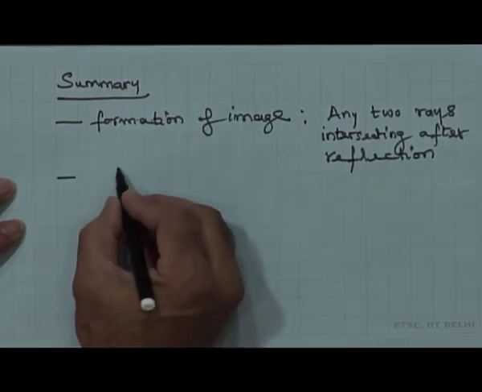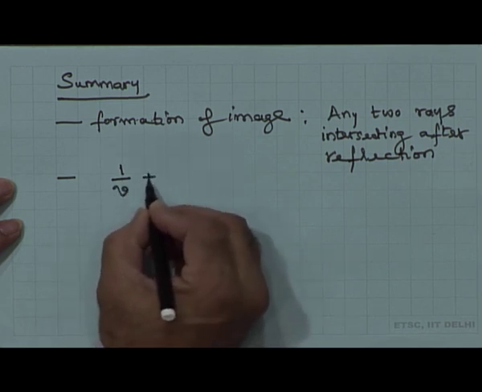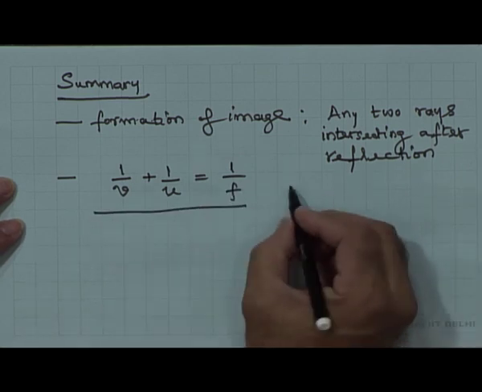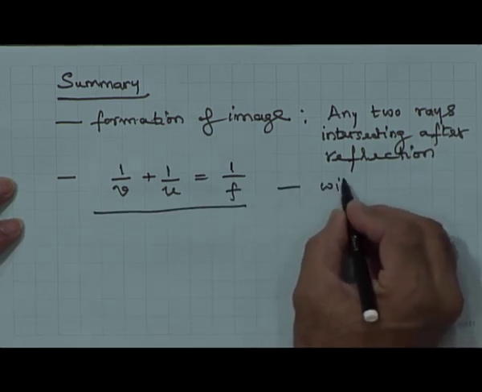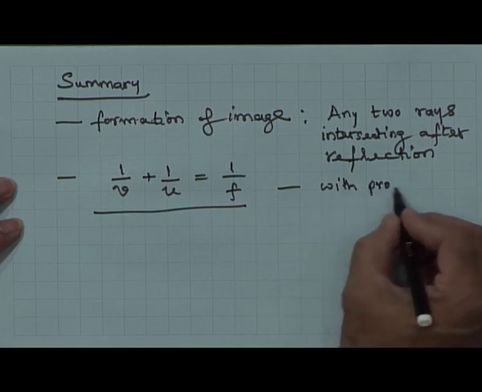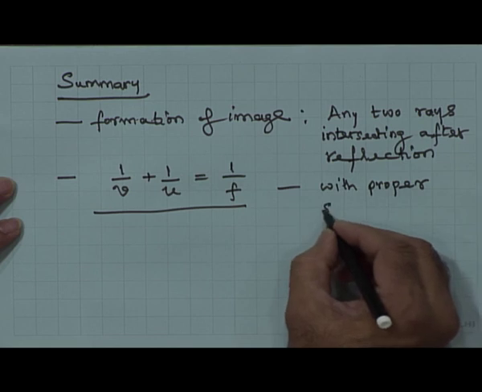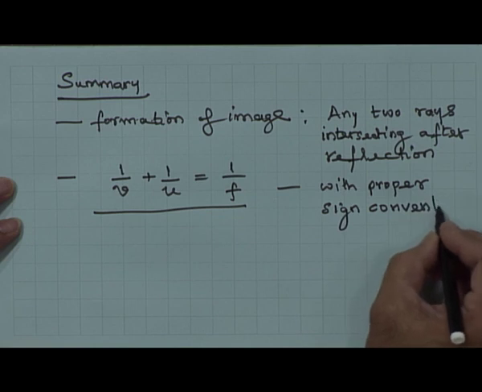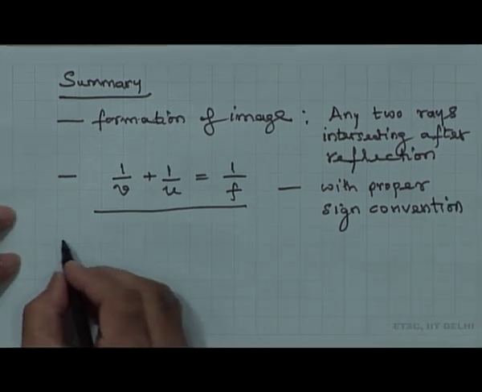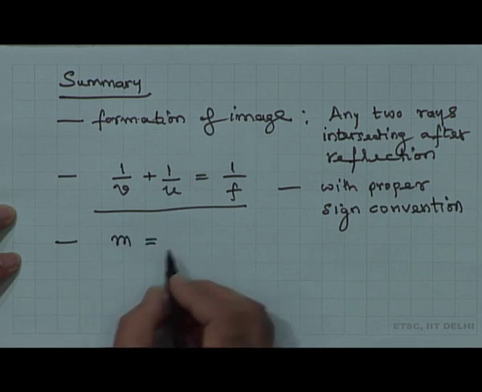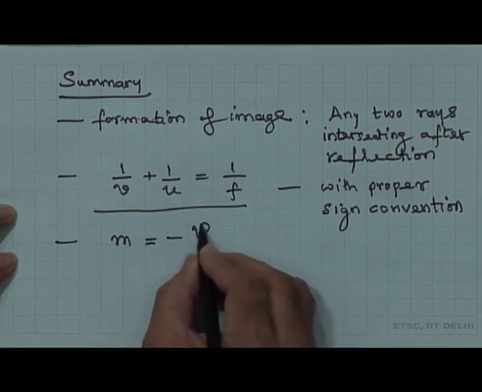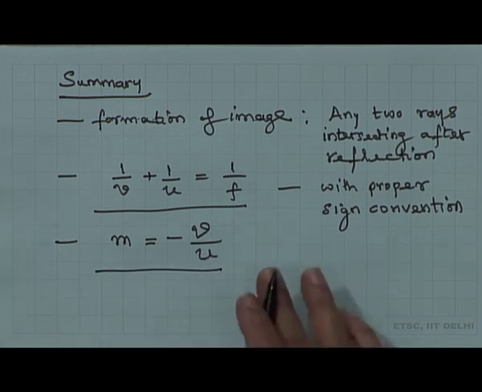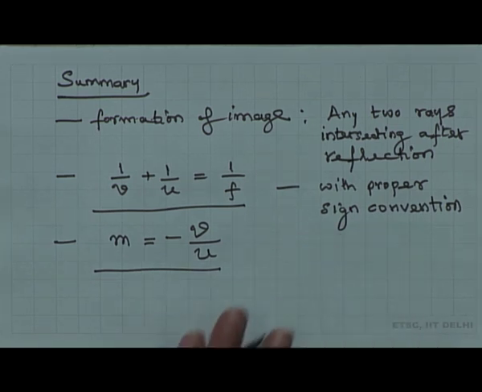Then we have derived the mirror equation 1 over v plus 1 over u is equal to 1 over f with proper sign convention, and of course, the magnification, lateral magnification or linear magnification, is equal to minus v divided by u. So, we will discuss further as we go into the next class.